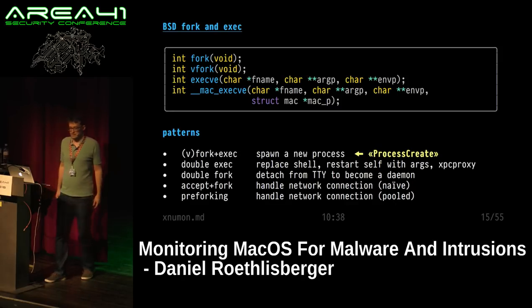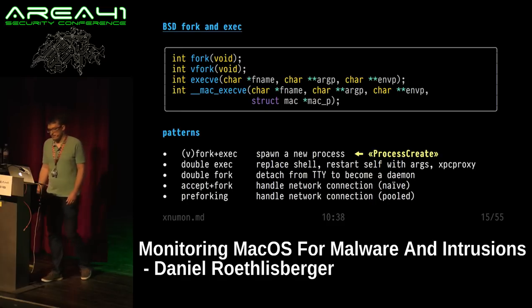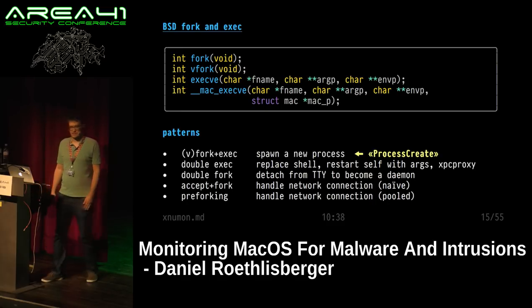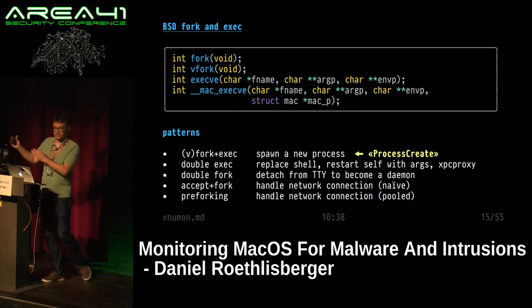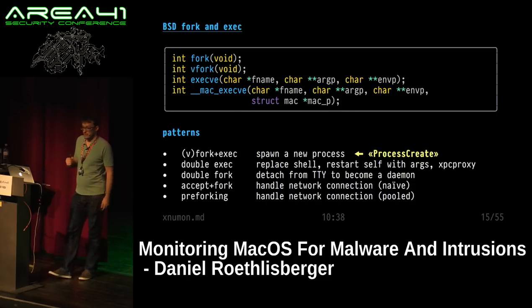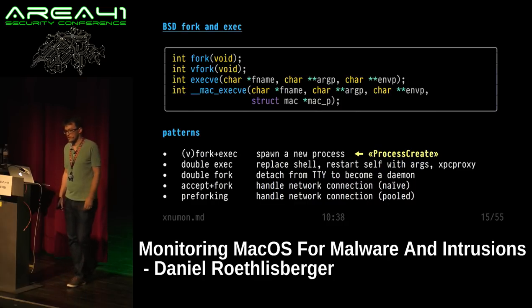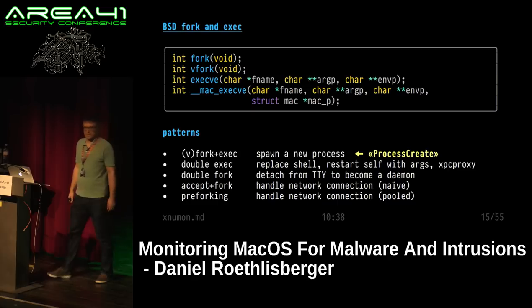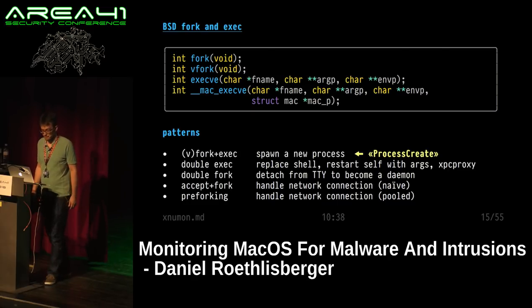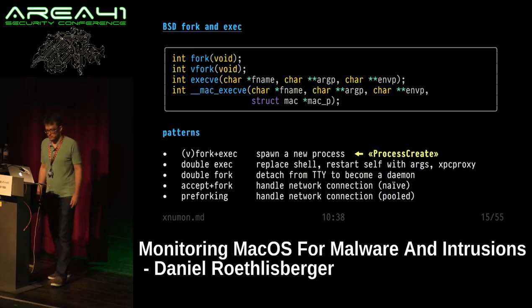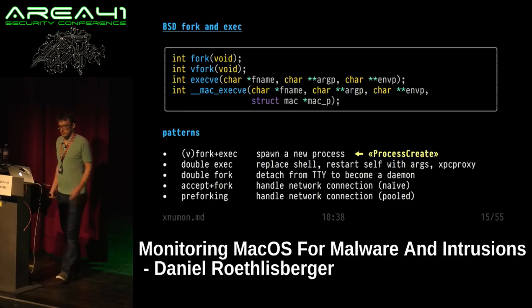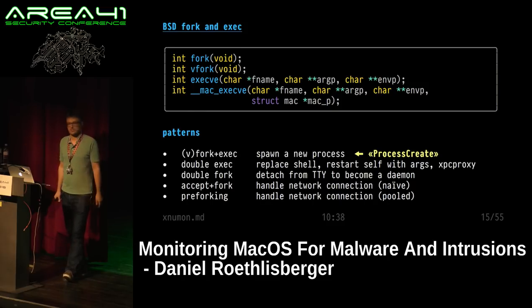So you can exec twice in a row, for example. If you're on a system where you get a bash as a login shell, you don't like bash, but you're not administrator, you don't have the rights to change your shell, you can replace your shell by execing a different shell. Or you can fork twice, which is the traditional way to detach from a terminal and start as a daemon process. There's also patterns related to network programming. So the traditional way to write a network server is to fork your server process for every incoming connection.